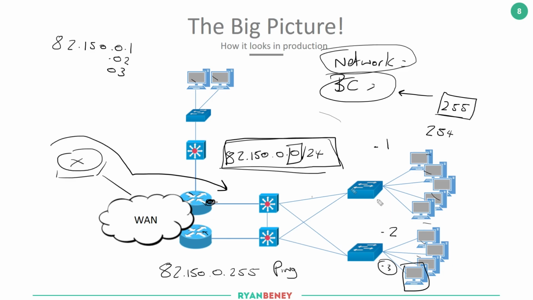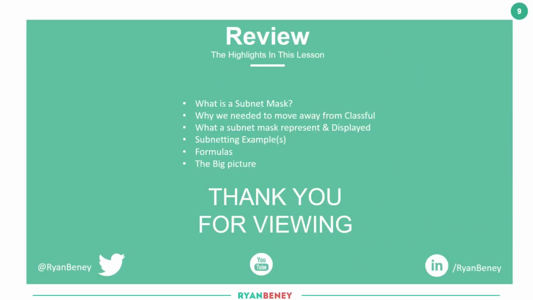Any other IP that I try to ping, let's say I ping .2 or .100, providing they've been assigned to a host on the network, then that wouldn't be a broadcast communication, that would be a unicast communication, which is a one-to-one.